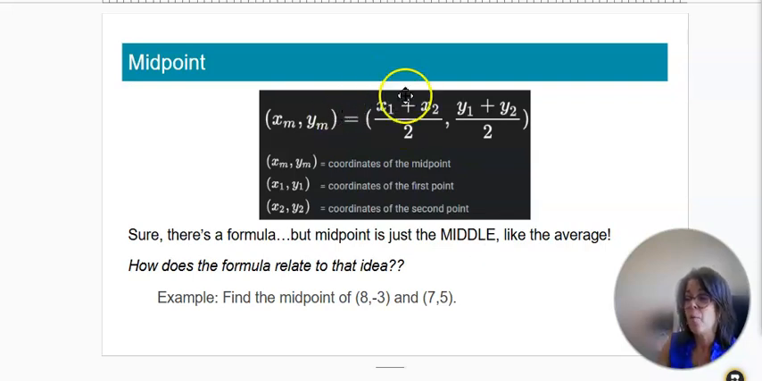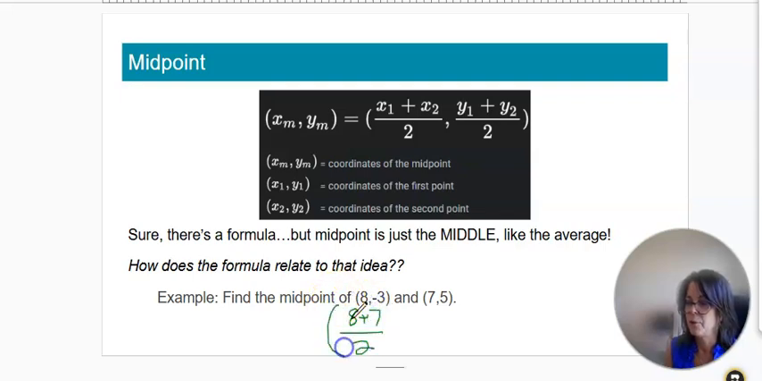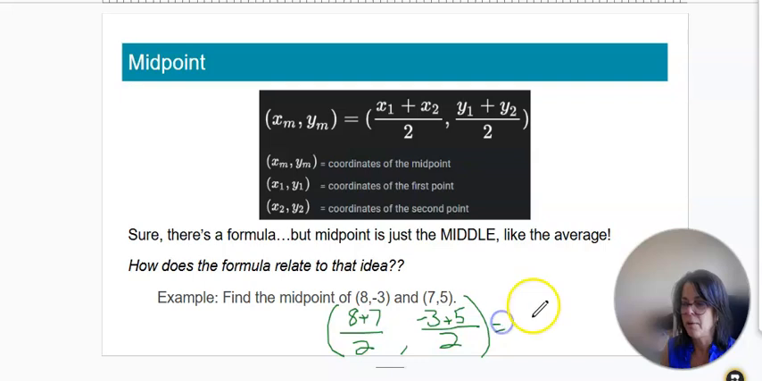So you can see that we're adding our x values from our points, in this case 8 and 7, and then we'll divide by 2. So 8 plus 7, and we'll divide by 2. And that is the first half of our midpoint ordered pair. And then we're going to average the y's. So we're going to take the -3 and the 5, add them up, and divide by 2. We're always dividing by 2. Once we do the math here, we get 15 over 2 and 2 over 2.